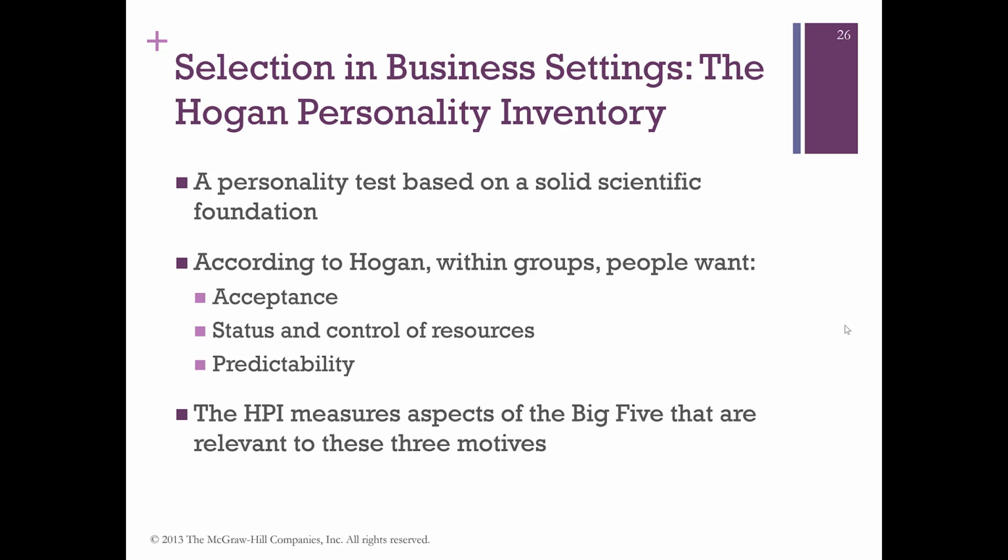Your book provides the example of the Hogan Personality Inventory as a good replacement for the MBTI in selection. There is evidence to back up that this test predicts success in the company. The test is based on the assumption from Hogan that people within groups want acceptance, status and control of their resources, and predictability. The inventory then measures the aspects of the Big Five that are relevant to these motives.